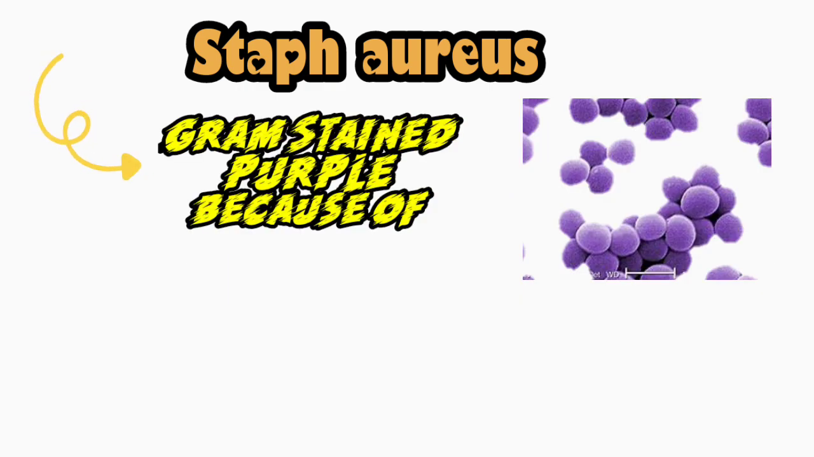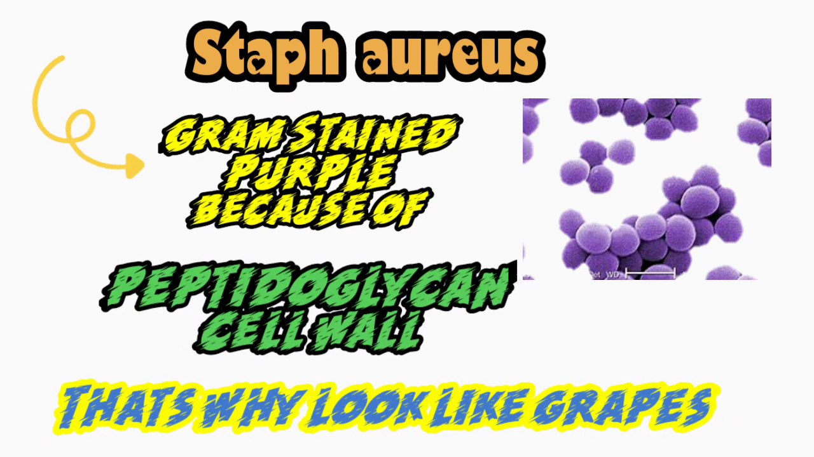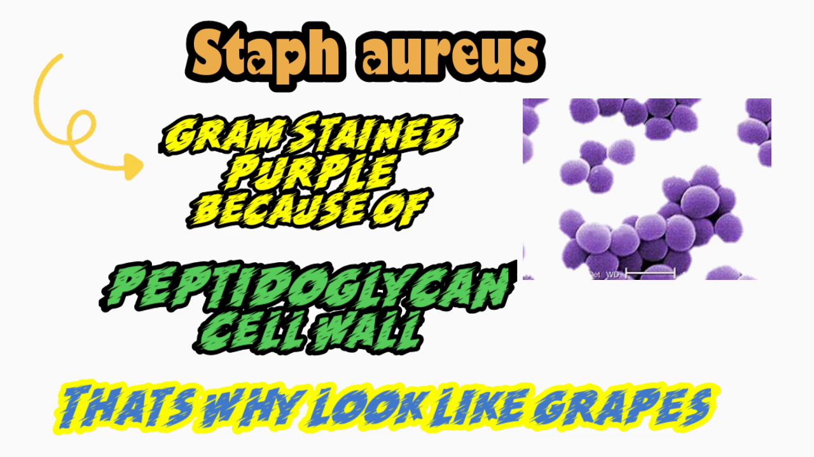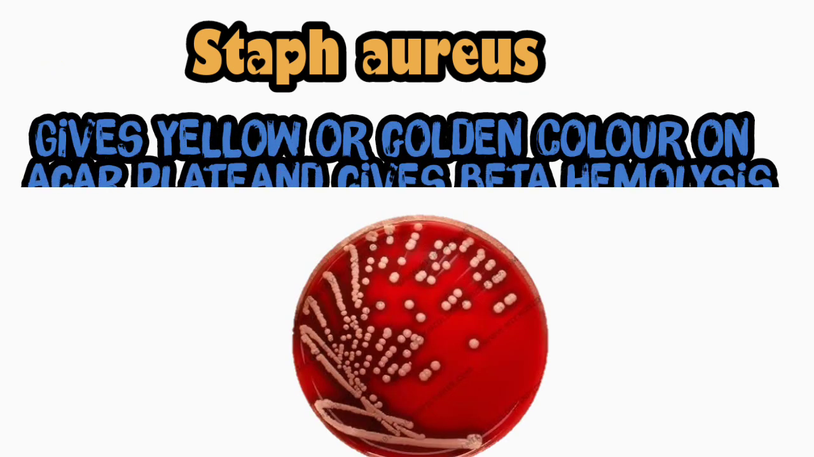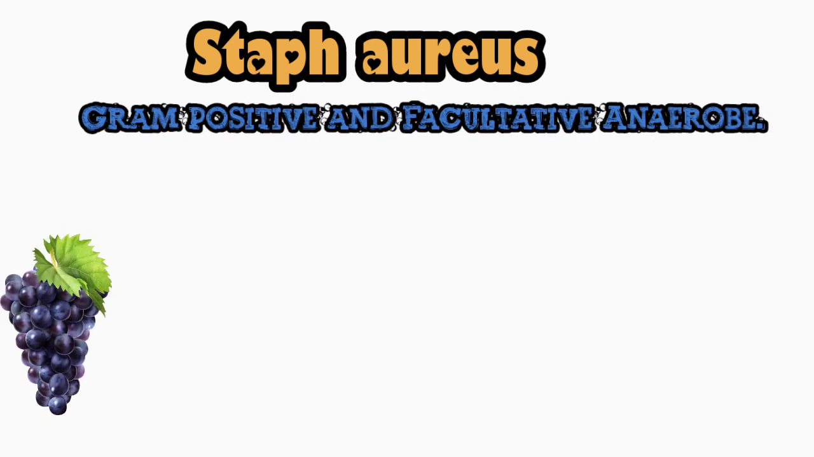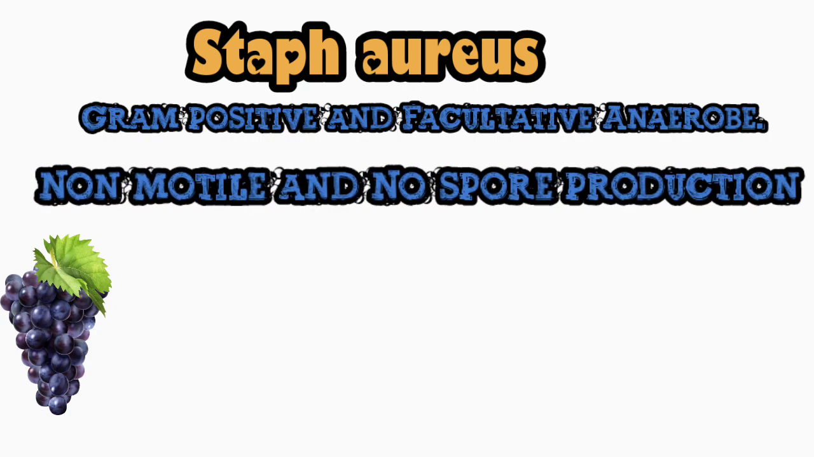It gives a purple color after Gram staining because of its peptidoglycan cell wall. These look like a grape cluster, give a yellow or golden color on agar plate, and give beta hemolysis. It is gram-positive and a facultative anaerobe, so it can live with or without oxygen. Staph is non-motile and a non-spore former.